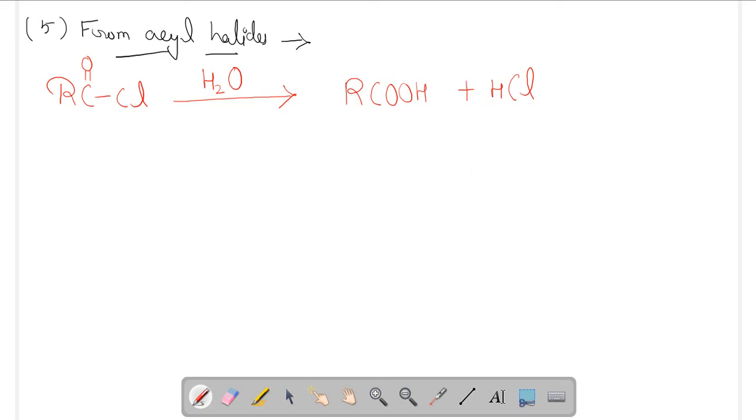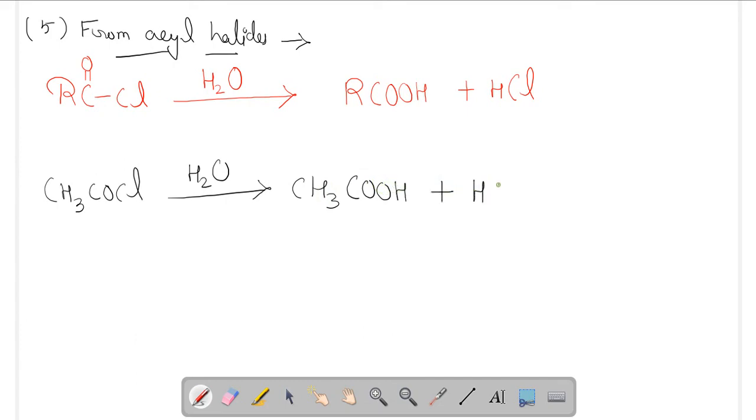Is it clear? Okay, so here you can take different examples, that is CH3 CO Cl plus H2O. Okay, so it will form CH3 COOH plus HCl.